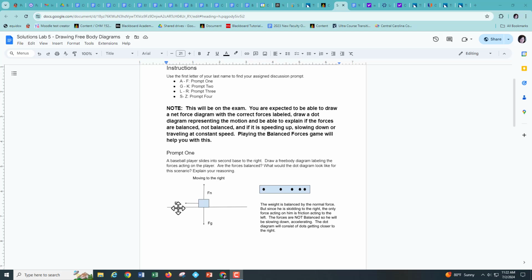If he's moving to the right, that means that the only force acting on him because he's skidding to a stop is friction. So if we were to plot his motion on a dot diagram, every second, because he's slowing down, he would go less and less distance. So after 1 second, maybe he's traveling 20 meters per second, then 15 meters per second, then 10 meters per second, then 5 meters per second. So every second he goes less and less distance. So the dot diagram has dots going to the right, getting closer because he's slowing down.